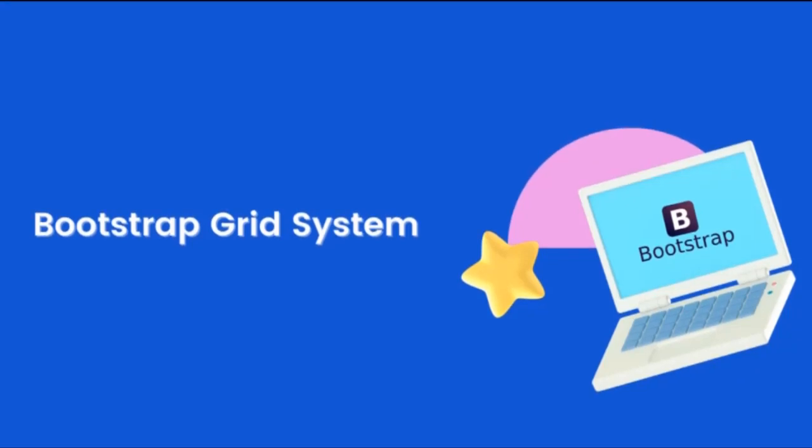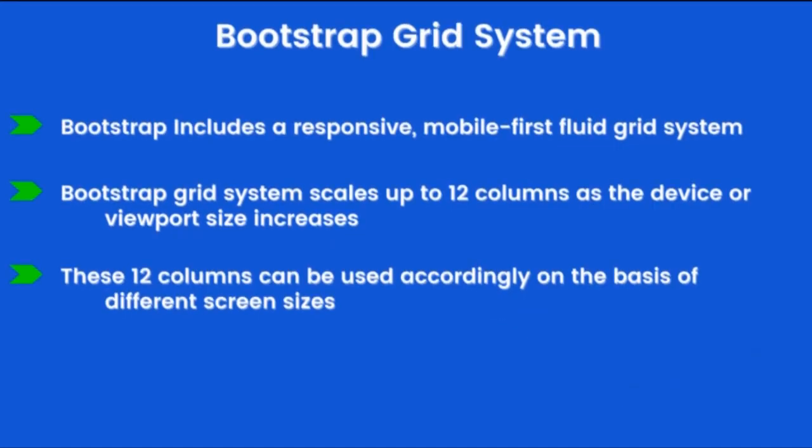So let's see what is all here in the Bootstrap grid system. Bootstrap includes a responsive mobile first fluid grid system. As I said, all responsive web design is possible because of this grid system itself. Bootstrap grid system scales up to 12 columns as the device and viewport size increases. So it all depends on how you want to use these 12 columns.